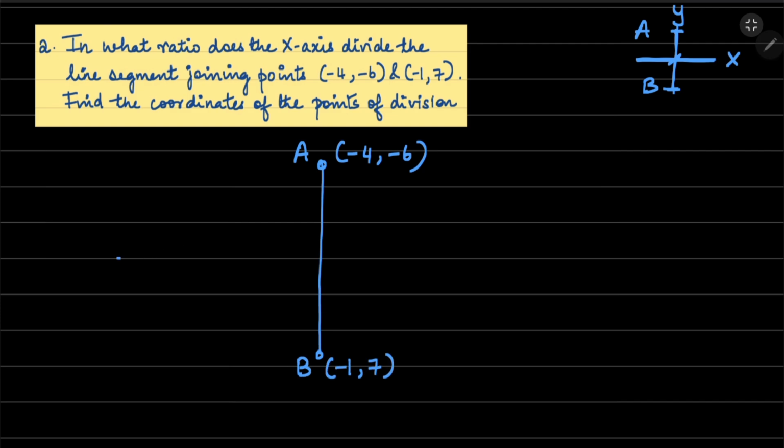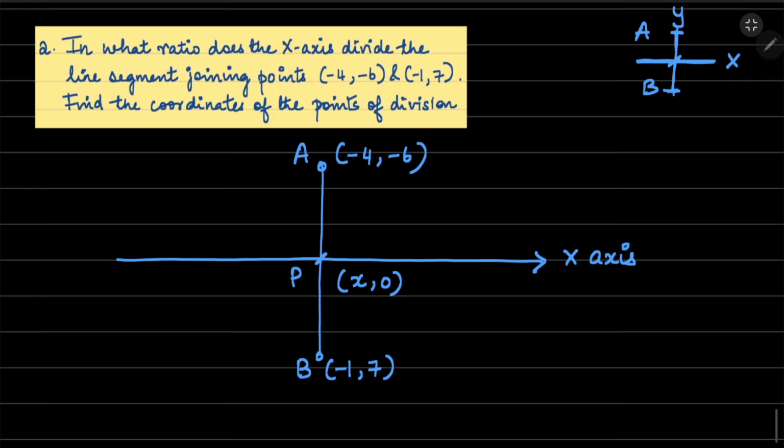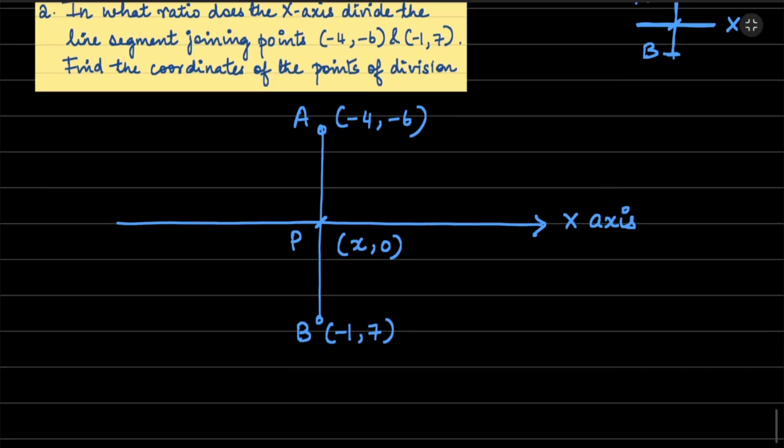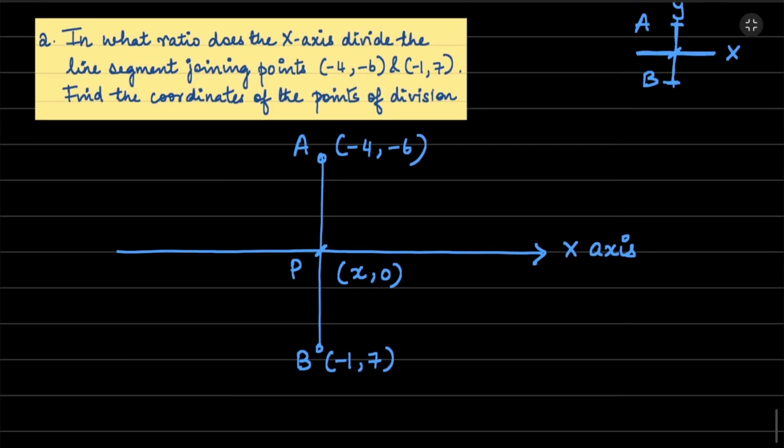Okay. So you have got the x-axis dividing this line segment. This is your x-axis. You have to find this point. Let this particular point be P. Okay. Now the point P lies on the x-axis. So what will be the coordinate? It will be x, 0. Okay. Whenever a point lies on the x-axis, that means the y coordinate will be 0. So this is something which you have to make a note of. You have to find the ratio in which this line is dividing. So let the ratio be k is to 1.